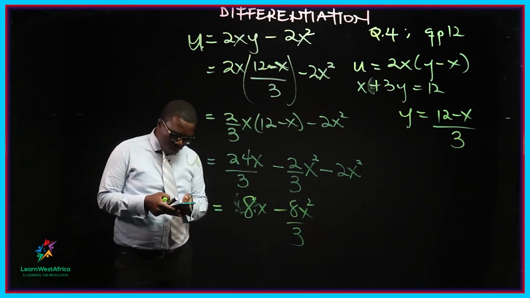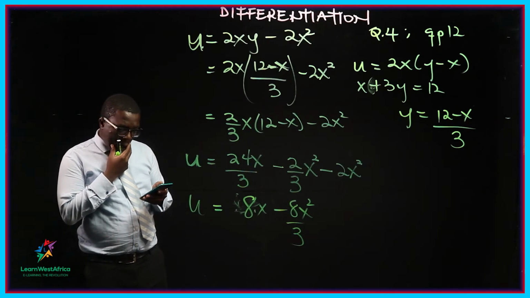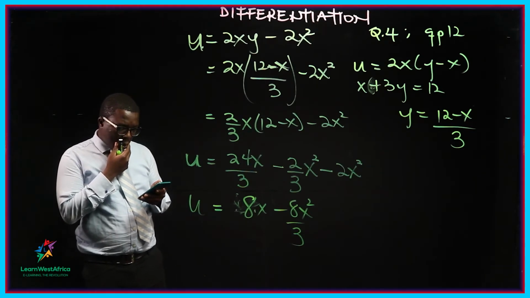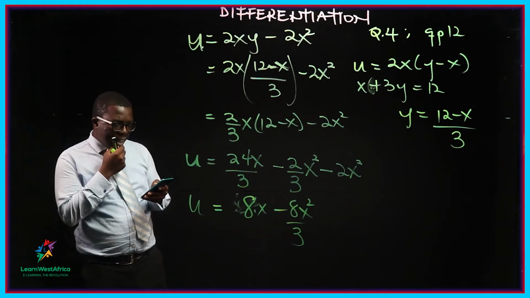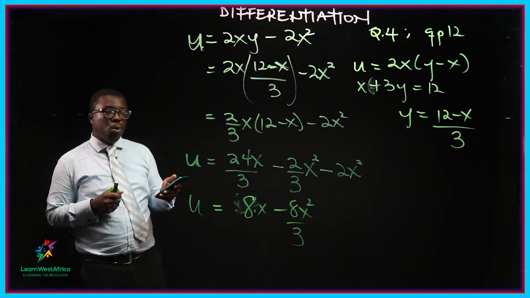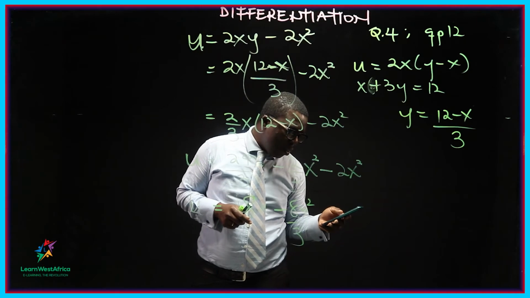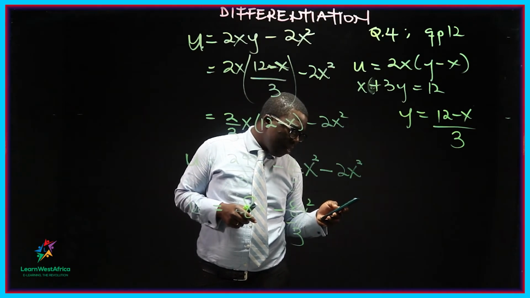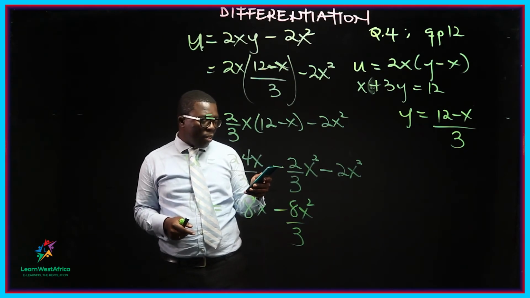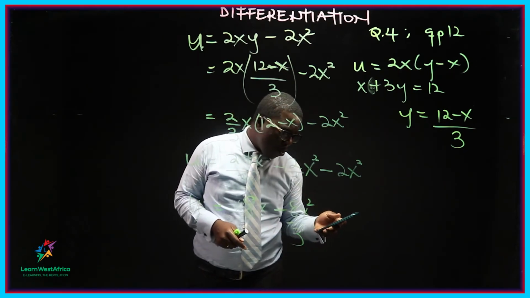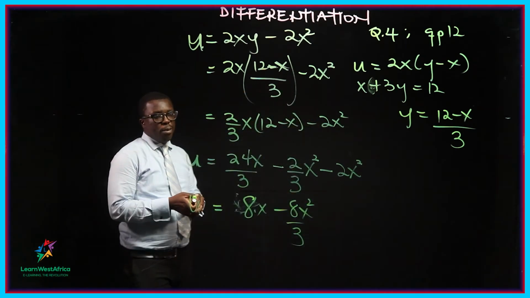Now the problem continues and asks of us that if you have this situation, what is the stationary value of u? We should find the stationary value of u, which means that we just want to differentiate dy dx, or du dx, and we would equate that to 0. So let's find the stationary value.